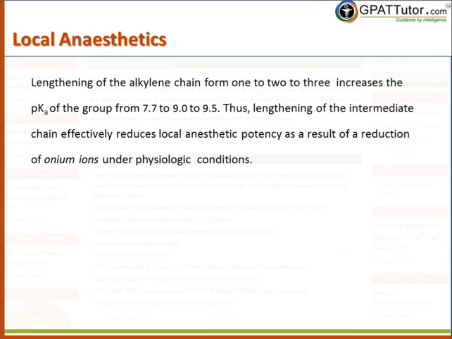The nature of this intermediate chain also determines the chemical stability, duration of action, and relative toxicity. Placement of small alkyl groups, or branching, especially around the ester or amide function, also reduces metabolic deactivation like ester hydrolysis or amide hydrolysis, and hence promotes a long duration of action.